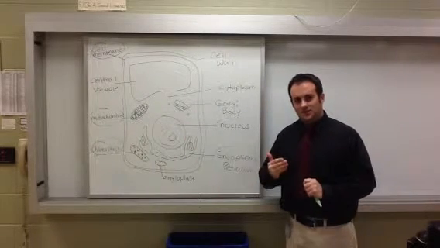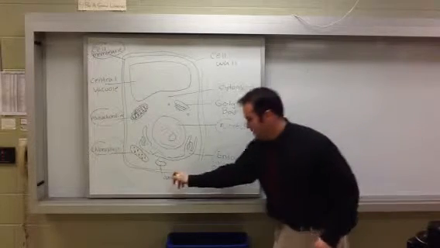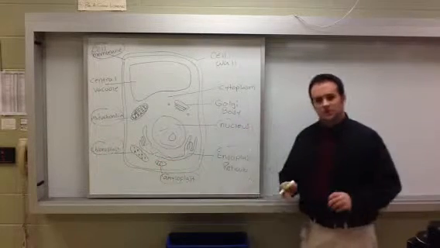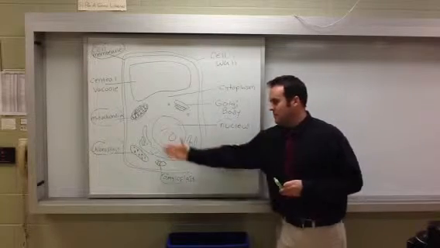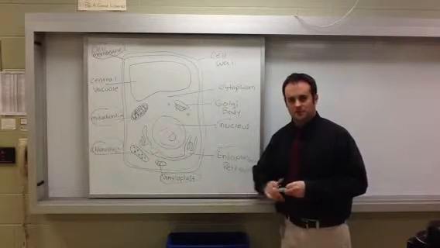So once it makes its own food, it has to store it somewhere for later use. That's where the amyloplast comes into play. The amyloplast is similar to a food pantry or a food kitchen. It's going to store whatever food is made from the chloroplast and store it in the amyloplast for further use.